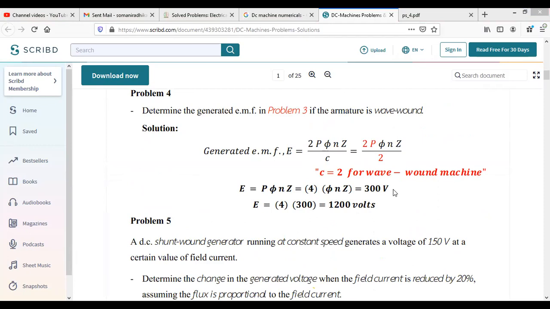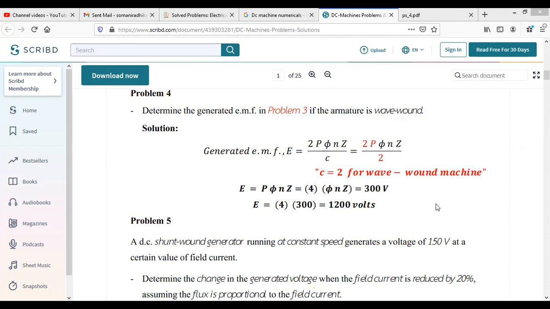So what we are saying here? Here, when we are taking generated EMF, that will be for wave wound DC machine. At that time, we are supposed to consider C. This is nothing but A, we are taking the cross sectional area. For wave wound that will be 2. And if there is lap wound, you can take C equal to 2P.